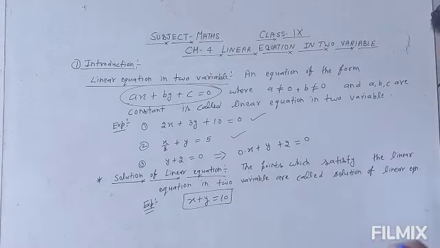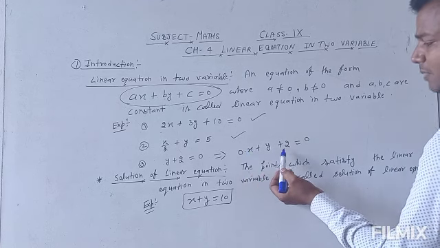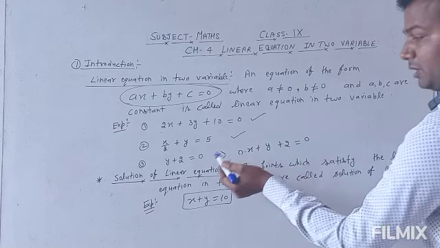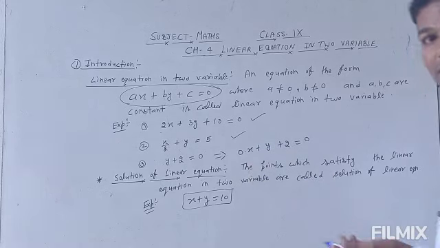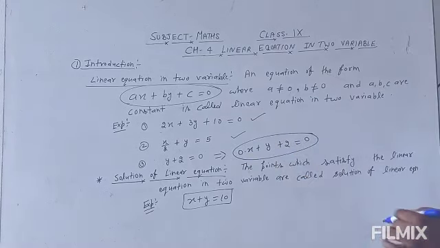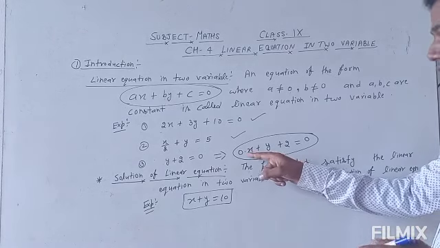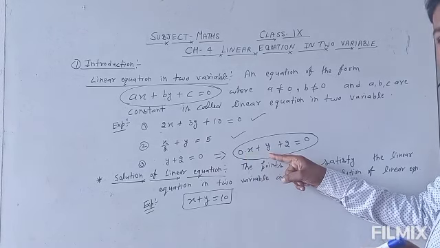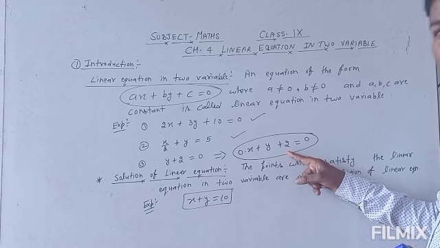Now we can represent this equation as 0 into x plus y plus 2 is equal to 0. This equation and that equation, both are the same. So now this is a linear equation in two variable where the value of a is 0, the value of b is 1, and the value of c is 2.